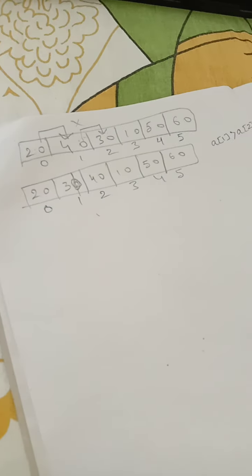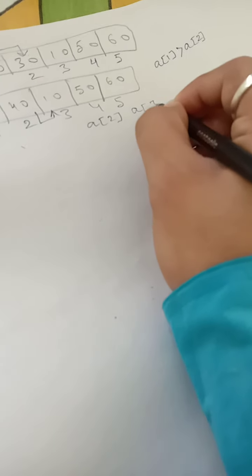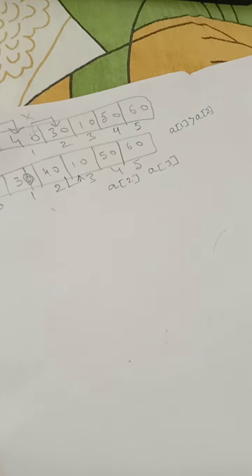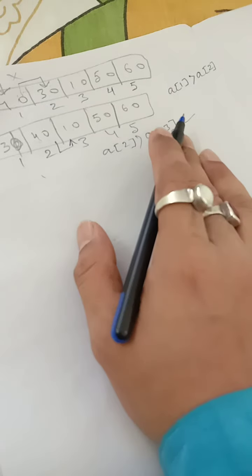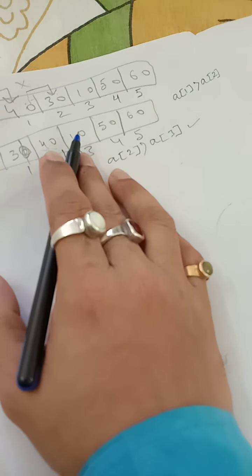After the swapping actually takes place, our next duty is to compare between A of 2 and A of 3, right? Our next task is to compare between A of 2, that means this value and this value. We again see that this condition holds true, that is 40 is actually greater than 10. So we will be swapping the value of 10 over here and 40 over here, right?